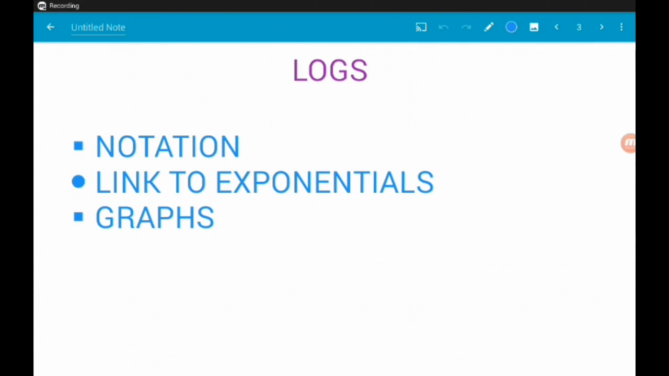Okay, then we'll be looking at logs, logarithms for short. Who can be bothered to keep saying logarithm? Let's call it a log. So, I'm going to obviously take you through the notation, what logs are. Basically, they are the inverse function of an exponential, but we'll go over that in far more detail. Then we're going to have a cheeky look at their graphs and what they look like.